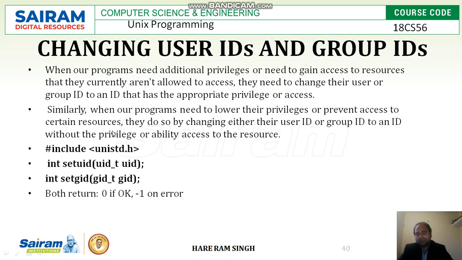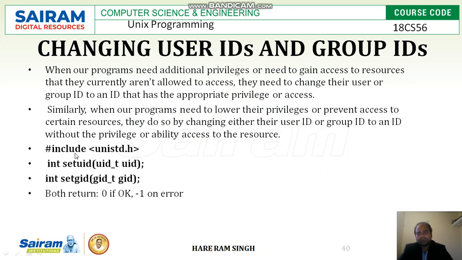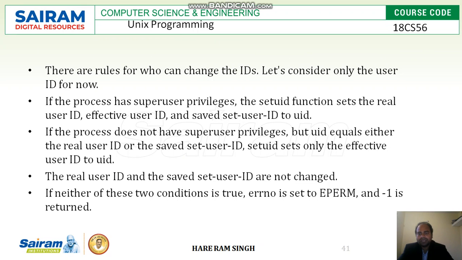How can we change the user ID and group ID? Suppose you want to set the user ID, then we can use this: #include <unistd.h>, int setuid(uid_t uid), and int setgid(gid_t gid). On success, they both return 0, or else they return -1.